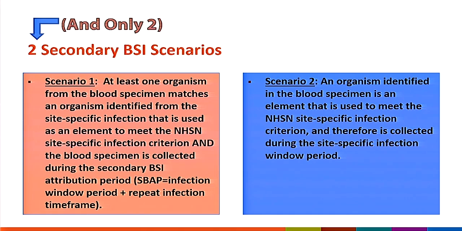And the SBAP is, as you may know from previous presentations, the infection window period plus the repeat infection time frame. In scenario two, where you're actually using a positive blood specimen to meet one of the elements, because that blood specimen is an element of the criterion, it has to be collected during the site-specific infection window period.